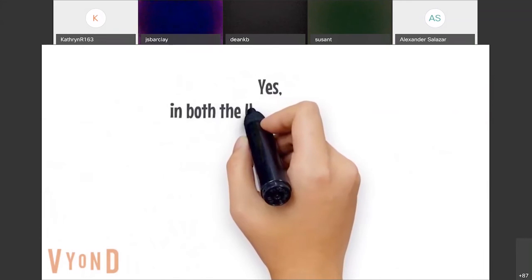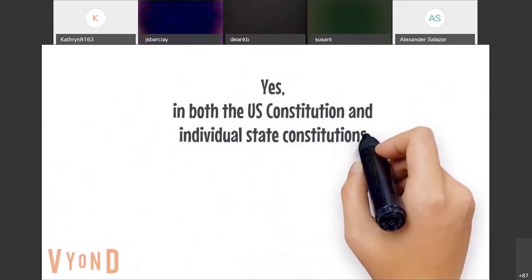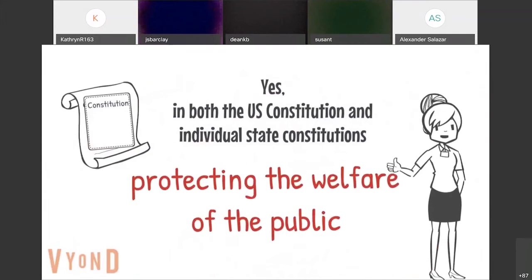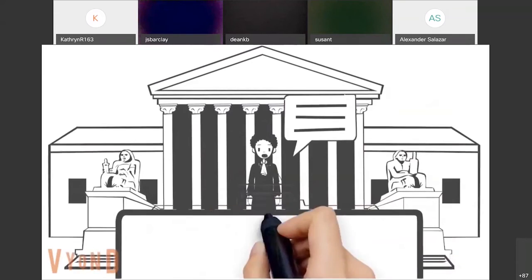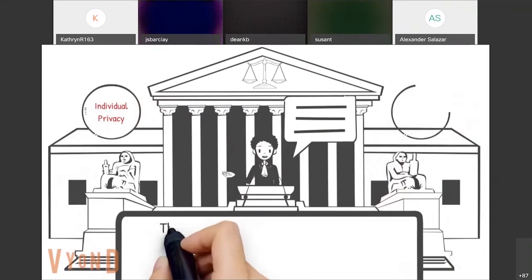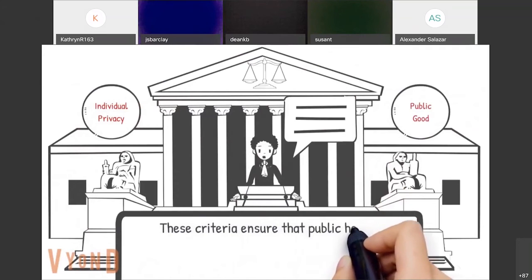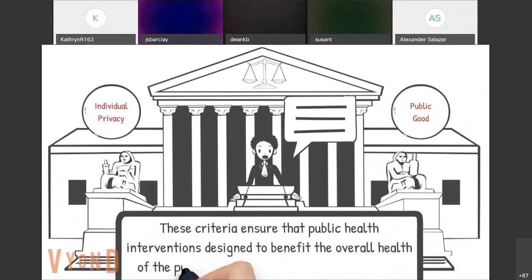Yes. In both the U.S. Constitution and individual state constitutions, there is legal basis for protecting the welfare of the public. However, it is important that these interventions meet 3 essential criteria. These criteria ensure that public health interventions designed to benefit the overall health of the public are balanced with individual rights to privacy and autonomy.